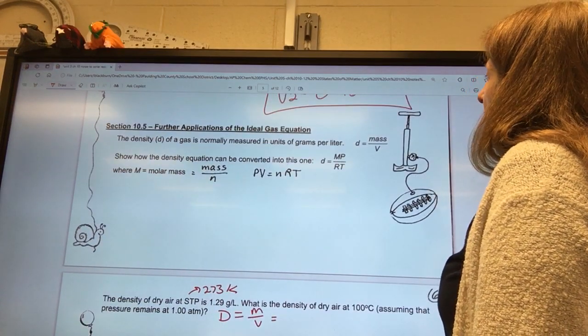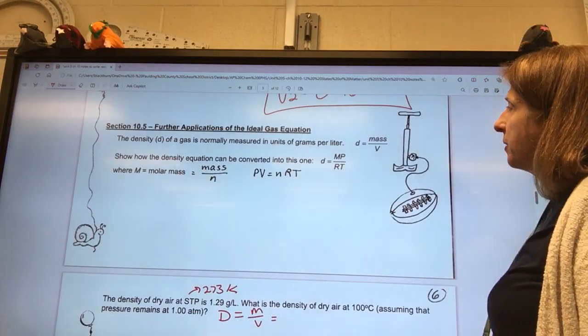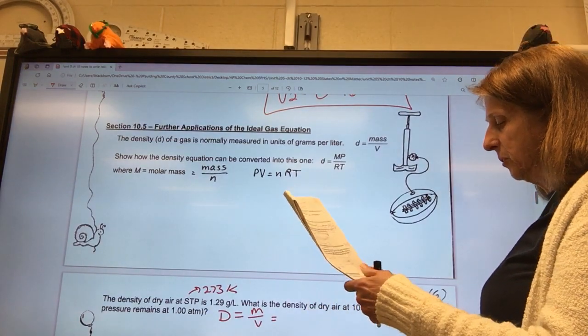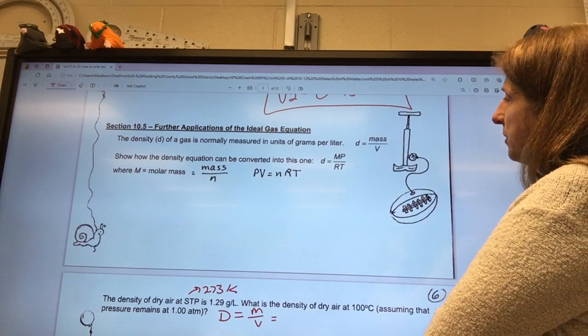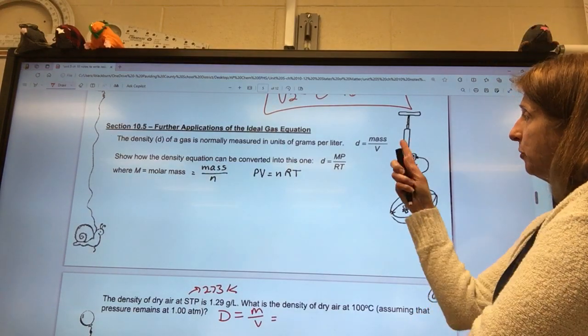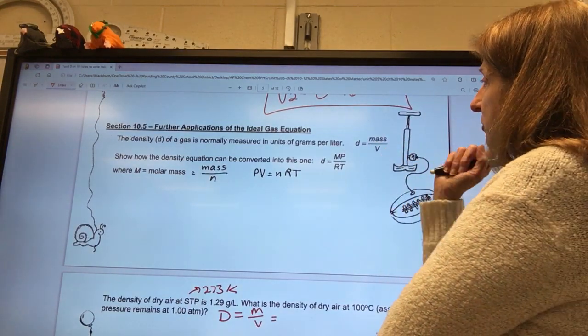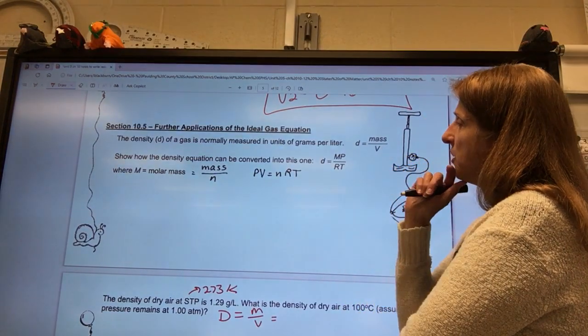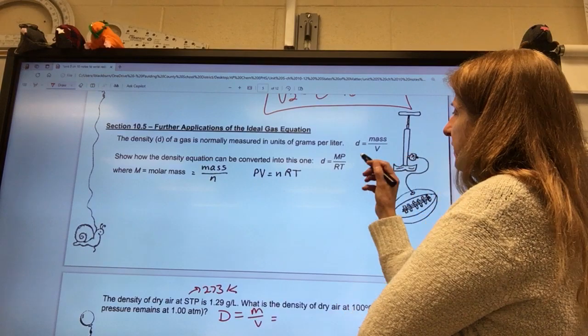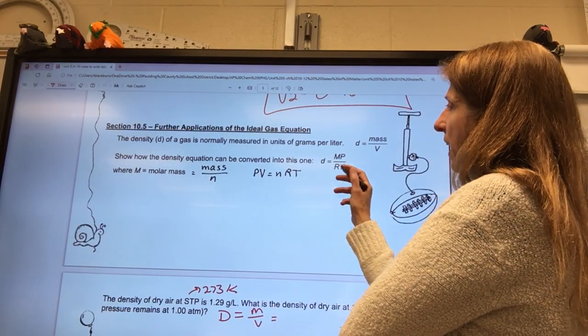10.5. So here's one where, sometimes you have to deal with density, and this time they want us to just rearrange formulas. So density equals mass over volume, you learned that in physical science class. Show how the density equation can be converted into this. So we're going to rearrange it to that.